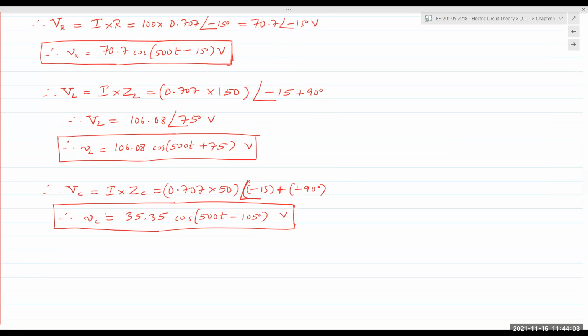VL, inductor voltage from chapter 3, is L di over dt. So if you want to do a bit of mental maths or mental gymnastics, you could take the current expression, which is 0.707 cos of 500t minus 15 degrees, take the derivative of that expression with respect to time, multiply it with the inductance, and you should obtain the exact same answer as here.